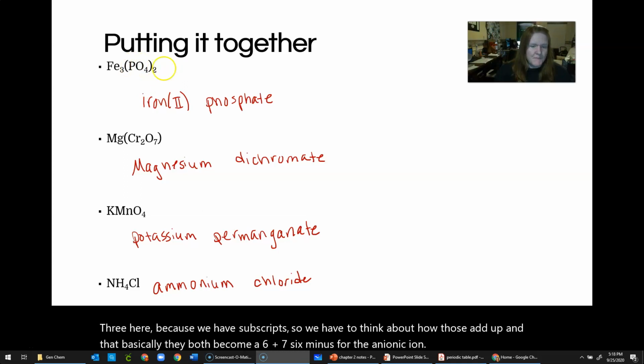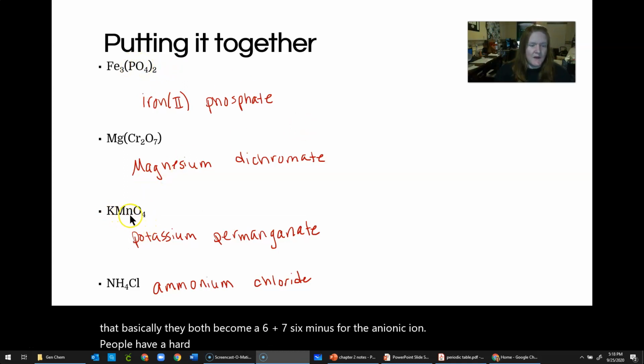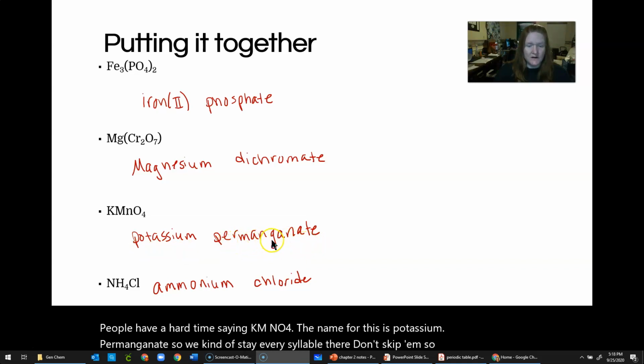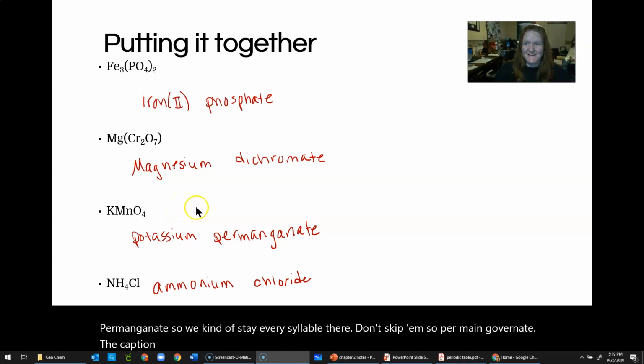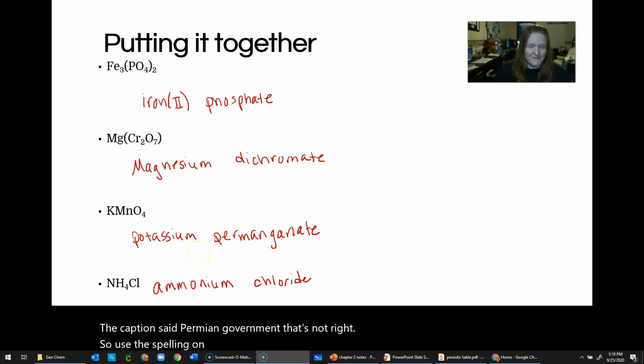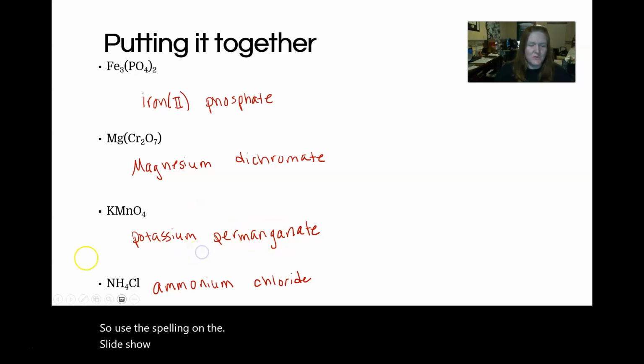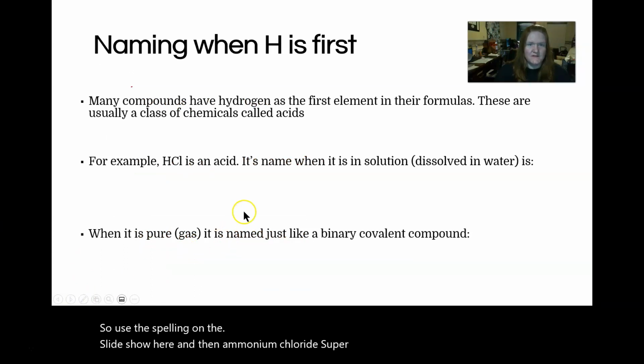People have a hard time saying KMnO4. The name for this is potassium permanganate. So you kind of say every syllable there. Don't skip them. So, permanganate. The caption said something wrong. That's not right. So use the spelling on the slideshow here. And then ammonium chloride, super common. You're going to see it all over the place.